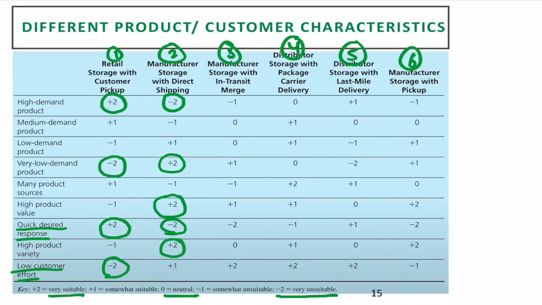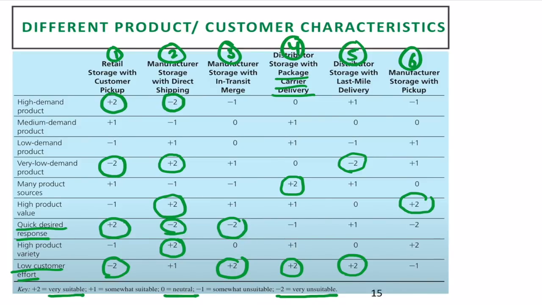Manufacturer storage with in-transit merge. So this design is not so well suited for quick desired response, but very well suited for low customer effort. Package carrier delivery. So this is very well suited when there are many product sources and also when low customer effort is desired. So last mile delivery. So this is very negative or unsuitable for very low demand products. And this is most suited for low customer effort. Manufacturer storage with pickup. So this is very well suited for high value products, but very unsuitable when quick response is desired.